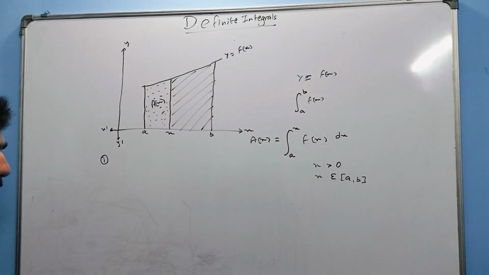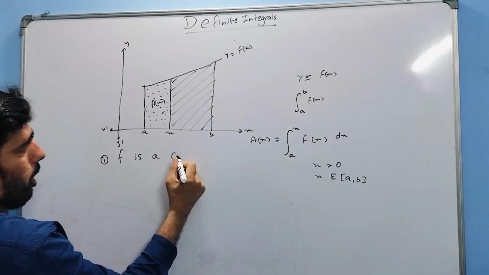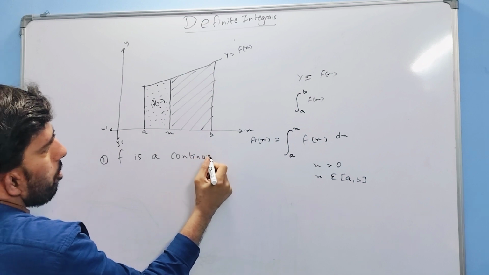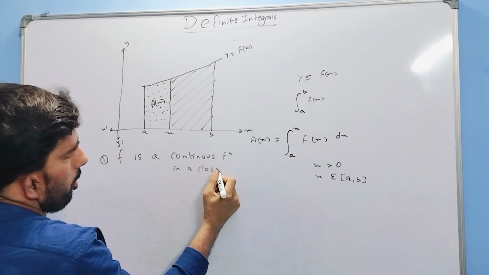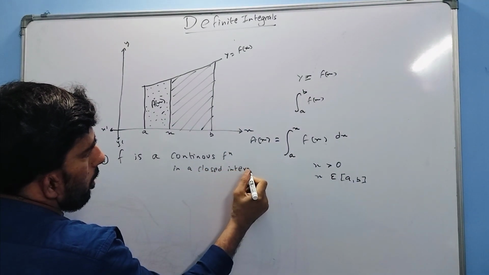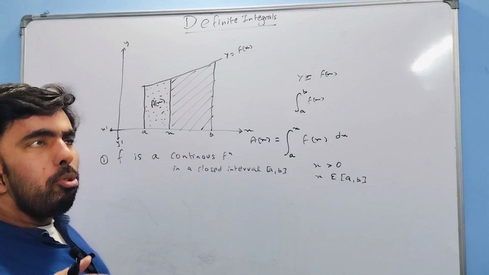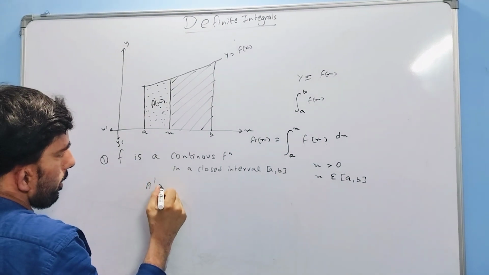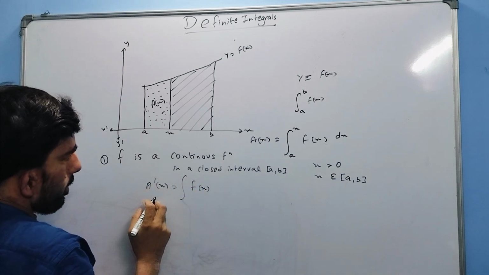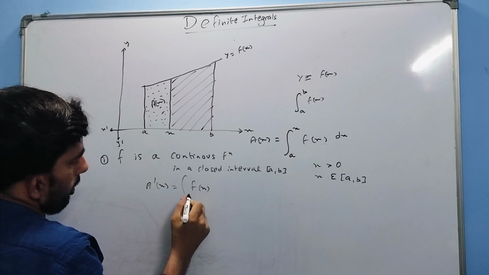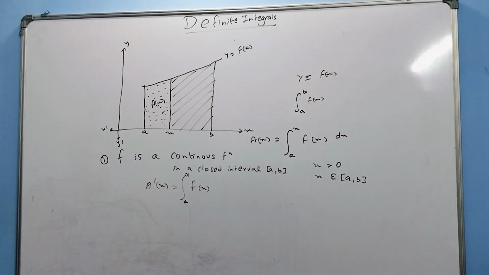The first theorem says if f is a continuous function in a closed interval from a to b, then we will say that A'(x) is equal to f(x). Okay, A'(x) is equal to f(x), that is what they have given.